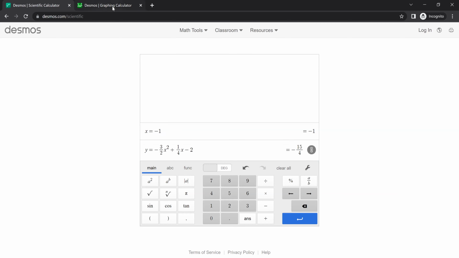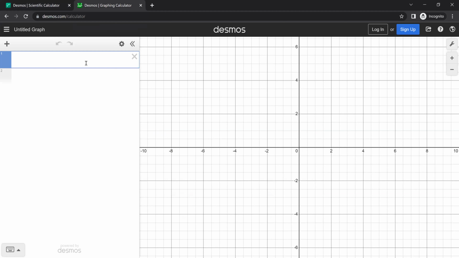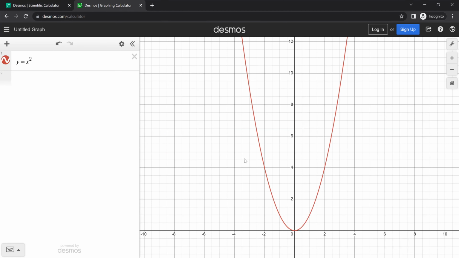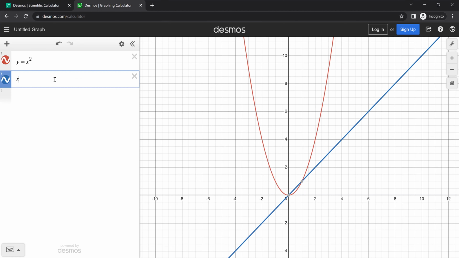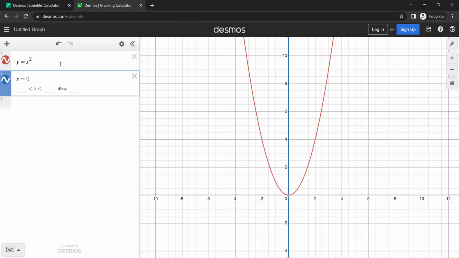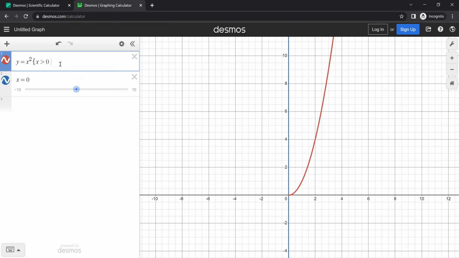Okay, so our new topic. I'm going to go to the graphing calculator, and I'm going to graph a parabola, y equals x squared. Are you able to see that parabola on my screen? Yes. Now, it has a line of symmetry at x equals 0. And here's what that means. Here's the right side of the parabola.